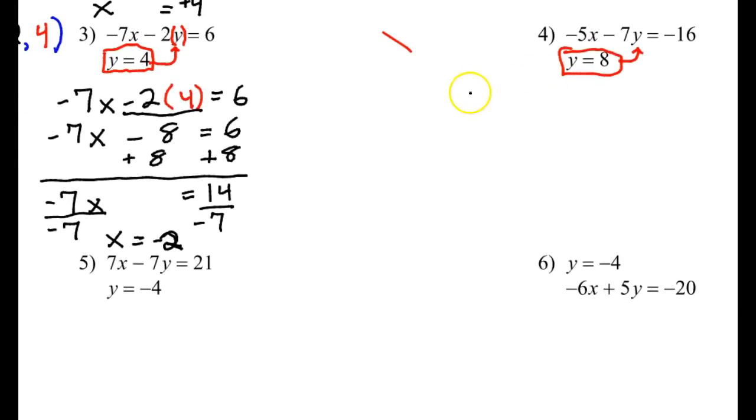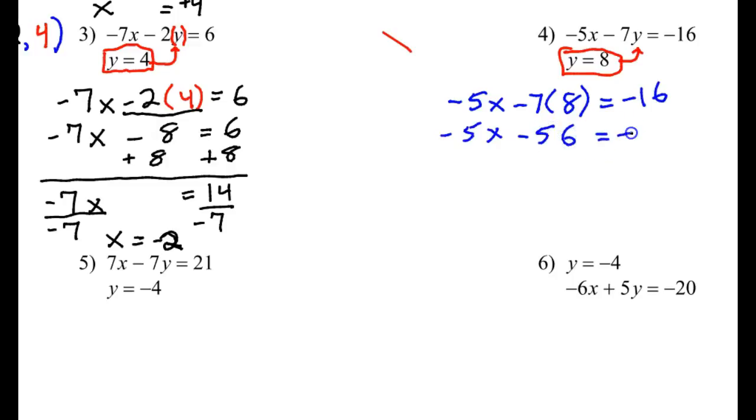And number 4, we'll have negative 5x minus 7 times 8. It's negative 16. Multiply it out. We're going to add 56 to both sides. Now, if you don't like some of these negative numbers, if they're getting confused, watch this. If you're not sure about negative 16 plus 56, you can always reverse it and just do what's 56 minus 16.